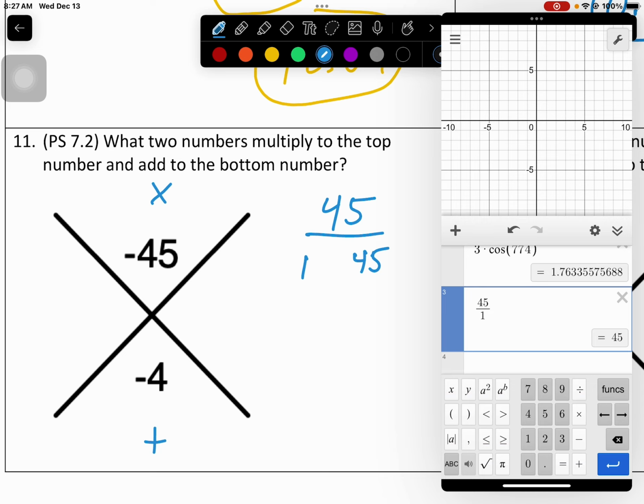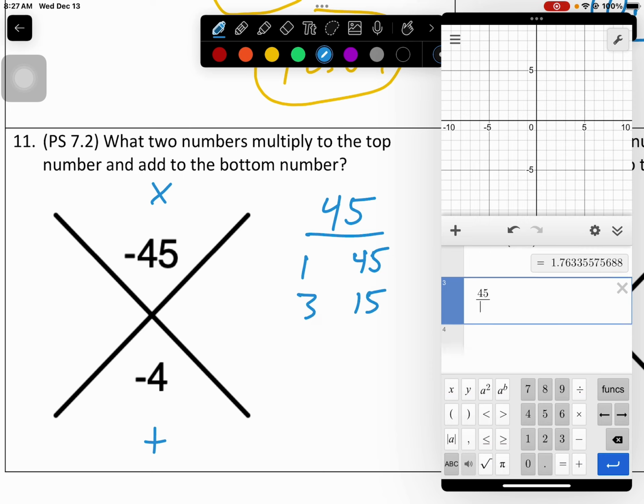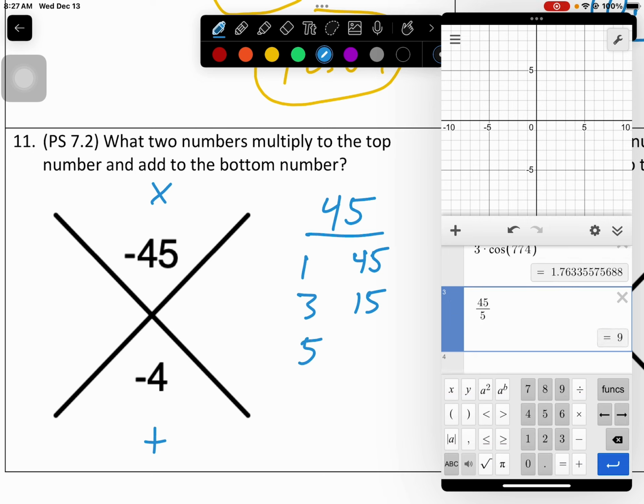Okay, so divide by 1. 2 is a decimal, so it doesn't work. 3 is 15, so I'm going to write 3 and 15. 4 is a decimal. 5 is 9. 6 is a decimal. 7 is a decimal. 8 is a decimal. 9 is 5, so I'm done. I started repeating.